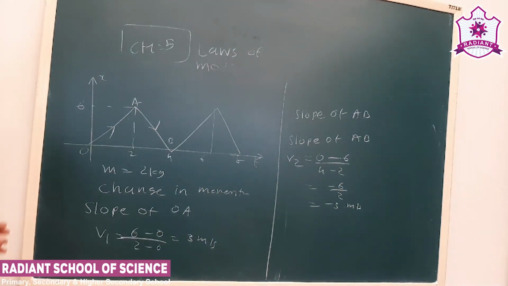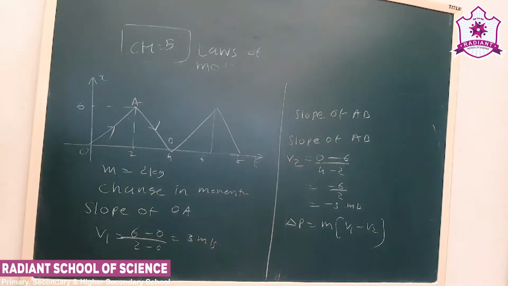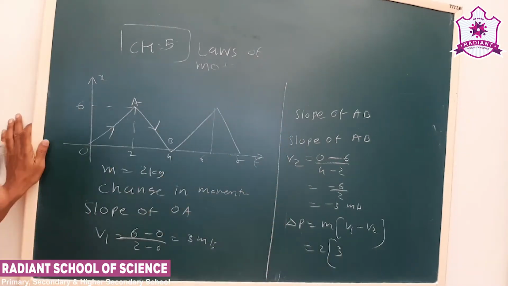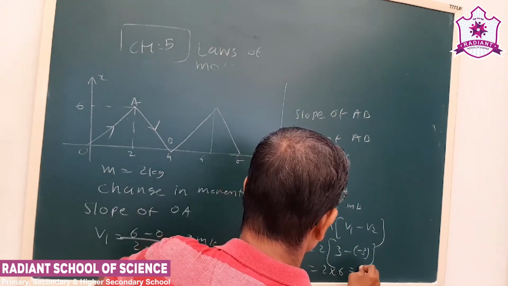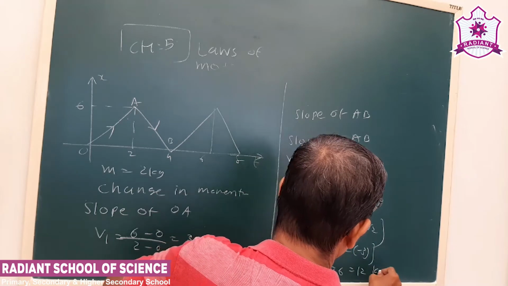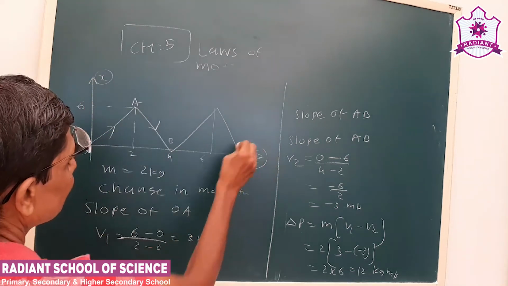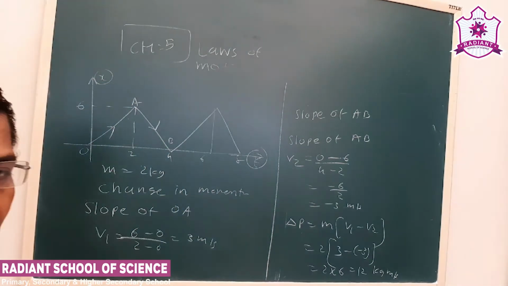Now the change in momentum, delta P, is m into V1 minus V2. Mass is given as 2 kg. Velocity is 3, V1 taken as positive, minus minus 3. That is 12 kg meter per second or 12 Newton second. So this is how we can calculate change in momentum. If the x versus t graph is given, the slope gives the velocity, and mass is given, so we can calculate the change in momentum.